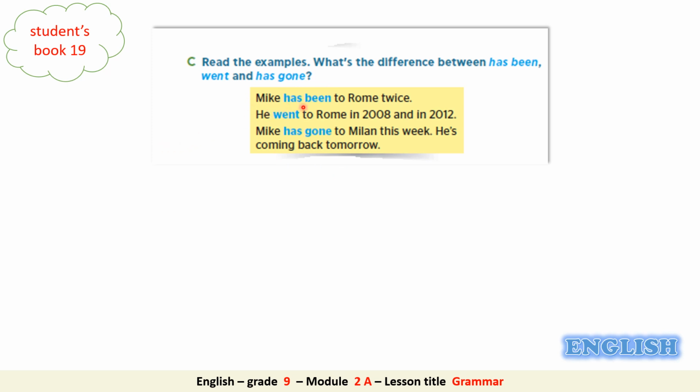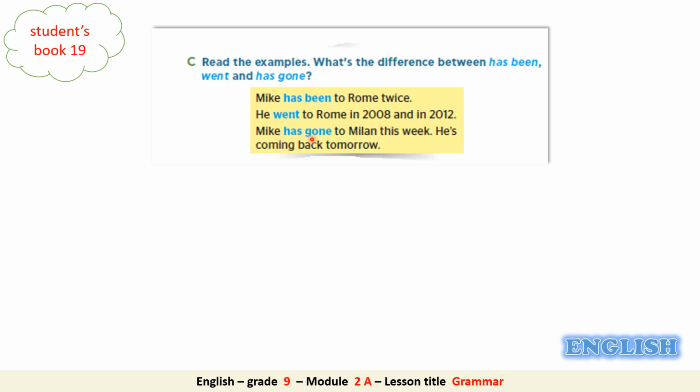Excellent. In the first sentence, we use present perfect, has been, because here we are talking about an action that happened in the past, but we don't know when. So the time of the action is not mentioned in this sentence. And it also means that Mike is no longer in Rome. He came back to his home country. Number two, here we use the past tense. Why? Because here we have 2008, 2012, which refer to the past.